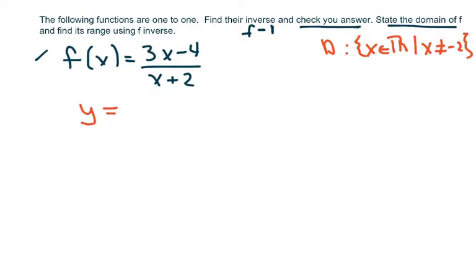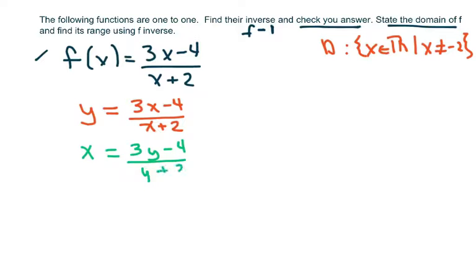So I'm just going to write this in terms of y, and switch the x and the y. Inverses are just where you switch the x and the y and then solve for y. So everywhere there's an x, I'm going to put a y, and everywhere there's a y, I put an x. Okay? Next step, so we just interchanged x with y. Next step is to solve for y.